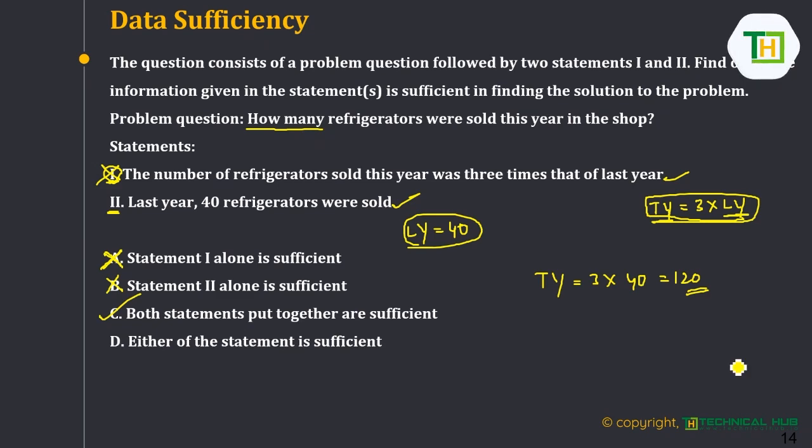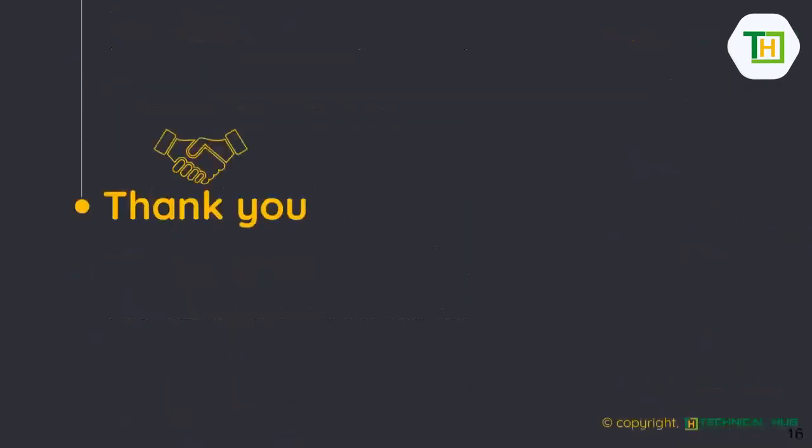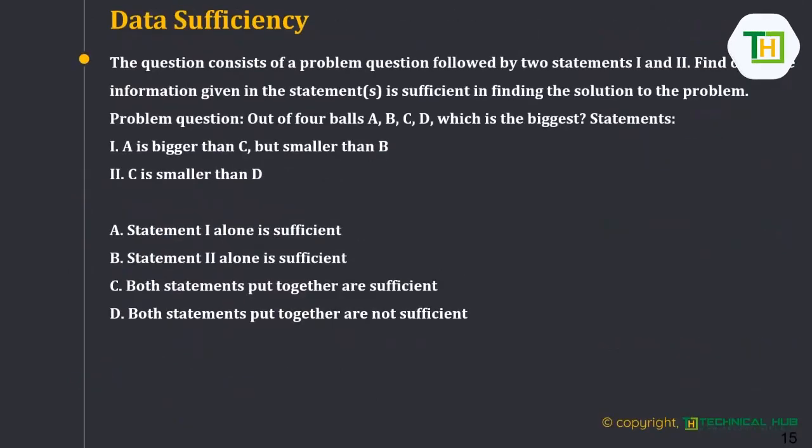Let's see one more. Might be the last one. So what's the problem question here? Out of 4 balls A, B, C, D, which is the biggest? So I want to find the biggest of the 4 balls A, B, C, D. Now take the first one alone. A is greater than C, but smaller than B.